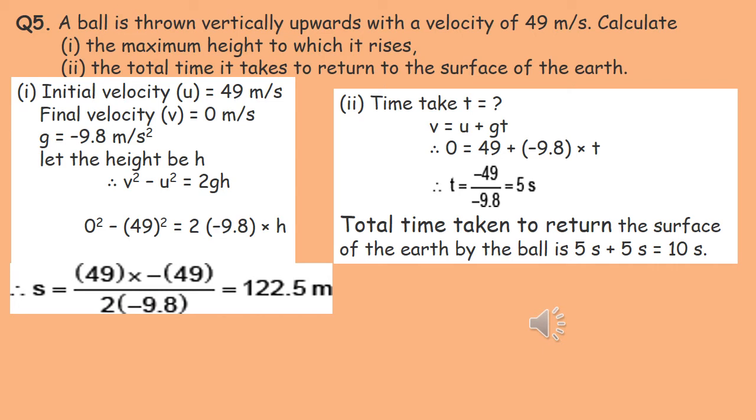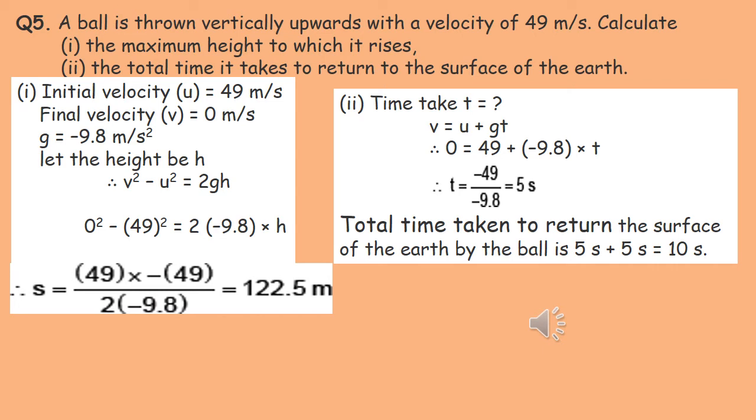Let the height be h. We are using the third equation of motion, v square minus u square is equal to 2gh. So 0 square minus 49 whole square is equal to 2 into minus 9.8 into h. If we solve, we are getting 122.5 meter.